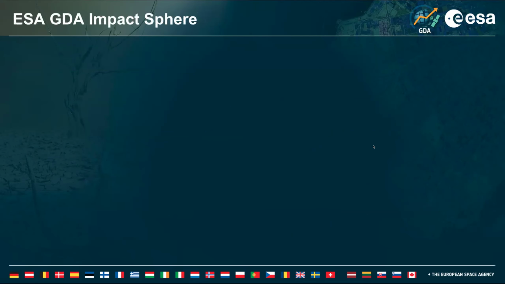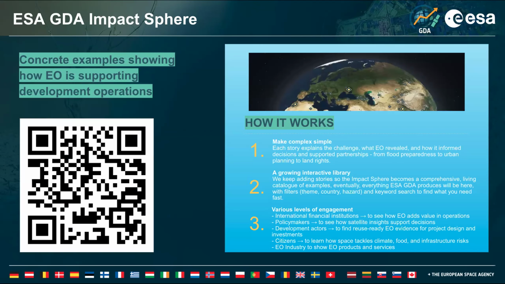To make that journey concrete, let's start with the tool that binds everything together, the Impact Sphere. You can see on the screen the QR code, which gives you access to the Impact Sphere. It's also accessible from your phones, or you can access it via the GDA webpage, gda.esa.int, and then via Impact, there is Impact Sphere in the menu. This is really the main gateway to ESA's Global Development Assistance Program in action. It's an interactive globe where you can click on real places and open story maps showing how satellite Earth observation supported real decisions in real development operations.